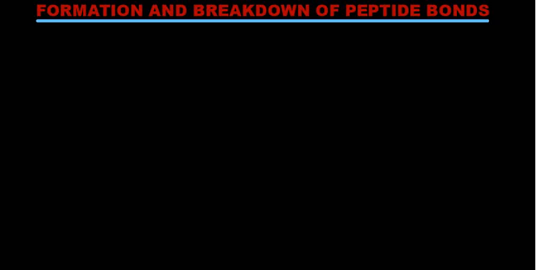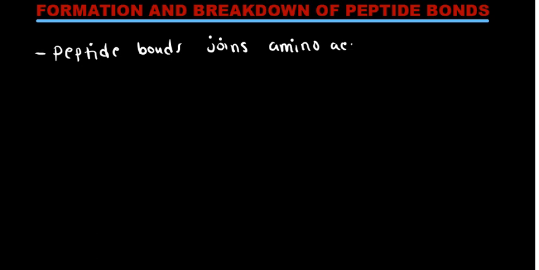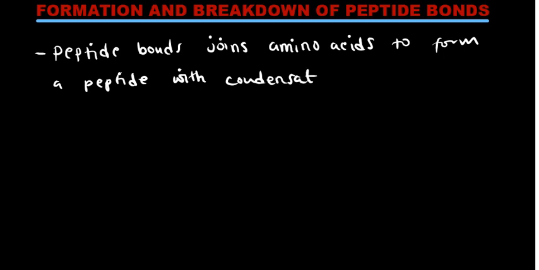So in this video we're going to talk about the formation and the breakdown of peptide bonds in proteins. So what is a peptide bond? A peptide bond joins amino acids to form a peptide bond, with condensation of a water molecule in the process.